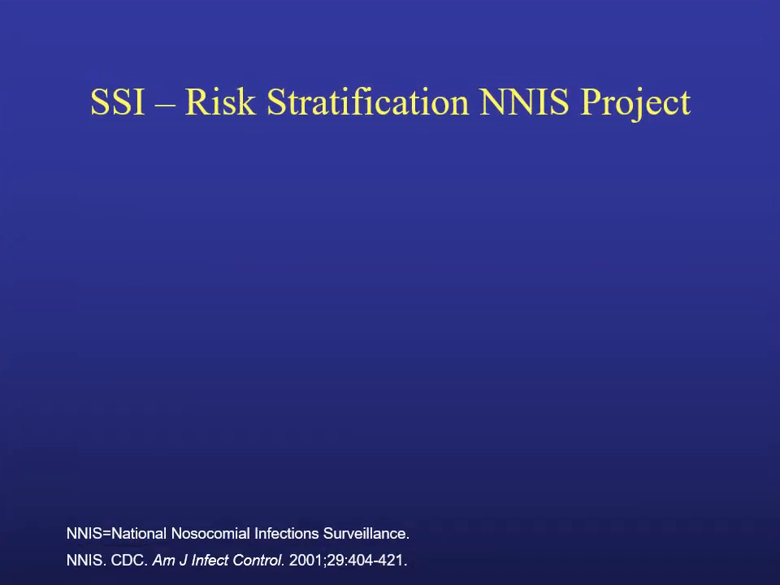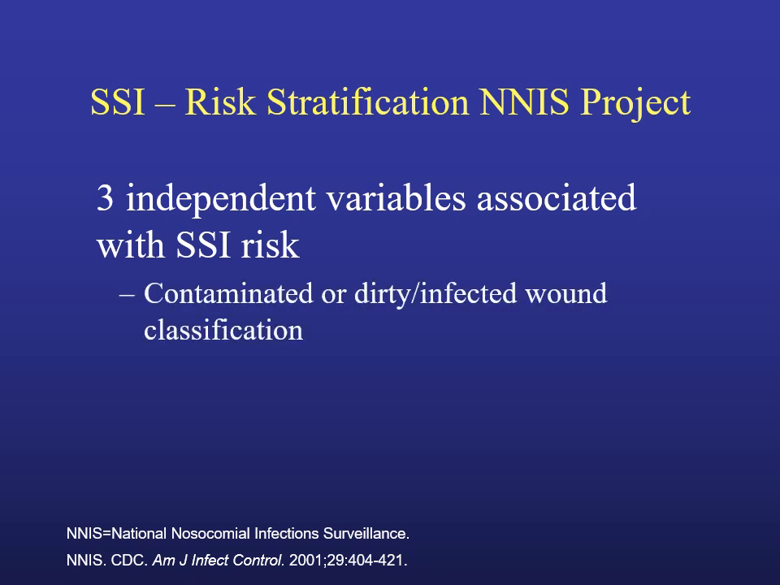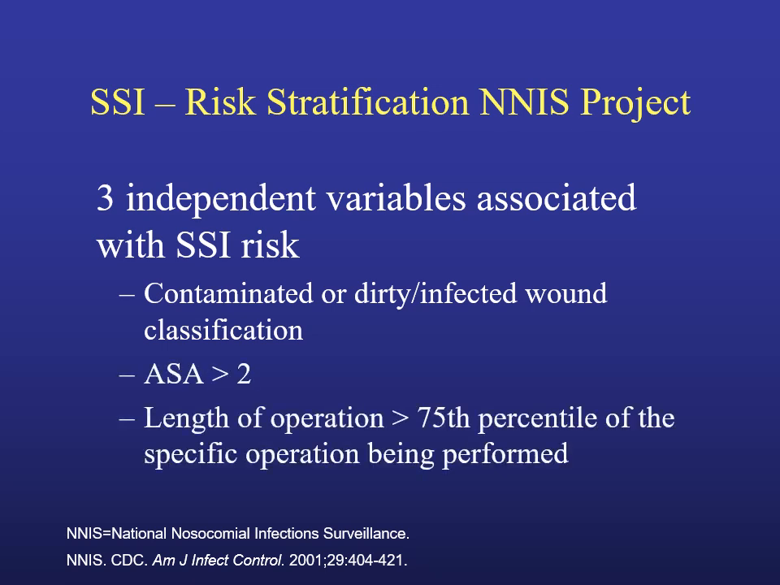Now, the risk stratification. There are three independent variables associated with surgical site infection. Very important to know these three factors: degree of contamination, the ASA score, and the length of surgery. كل ما زاد هذه الفاكتورز towards contamination or towards خلينا نقول severity بيزيد the risk of infection. ASA more than 2, contaminated surgery, and length of operation more than 75th percentile of the specific operation being performed, then there's significant increase in the risk of having an infection.